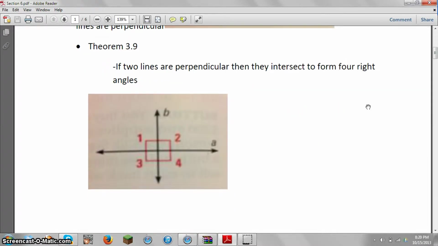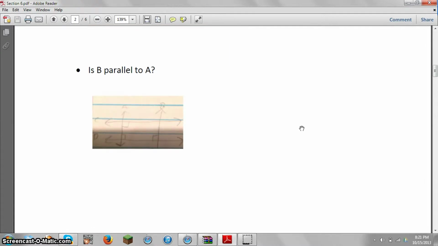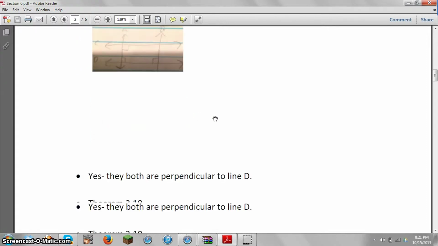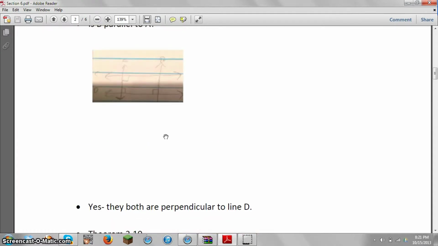Theorem 3.9 states that if two lines are perpendicular, then they intersect to form four right angles. 1, 2, 3, 4. Using these two theorems, is B parallel to A? Because they are both perpendicular to D, then yes, they are parallel.